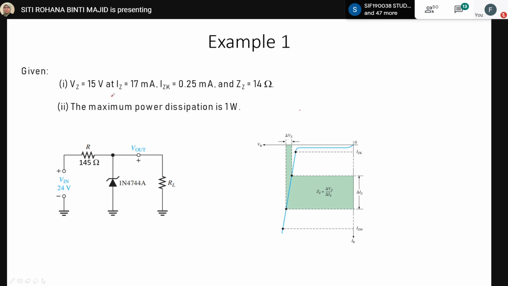Okay, so Vz is the value where the Zener can operate. And we have Iz, which is the test current, and Izk is the starting point for the knee voltage. And we have impedance Zz, which, as I mentioned, we can calculate from the delta Vz and also delta Iz. So we already know from where this value is determined.